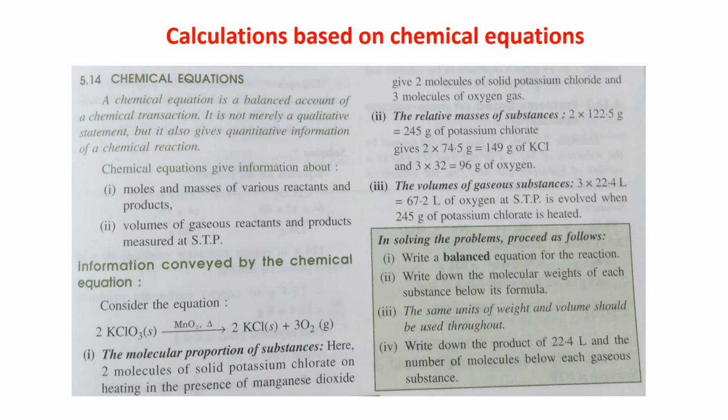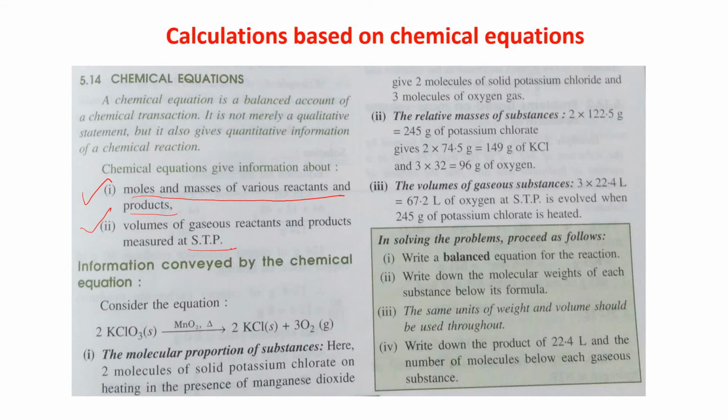What are the information that we are getting from a chemical equation? Moles and masses of various reactants and products, this is one information that we are getting. And another information, the volume of gaseous reactants and products measured at STP. What volume of the gaseous reactants and the products are forming at STP? That means it is giving a quantitative measurement. How much? What is the number? All these things come under quantitative information.